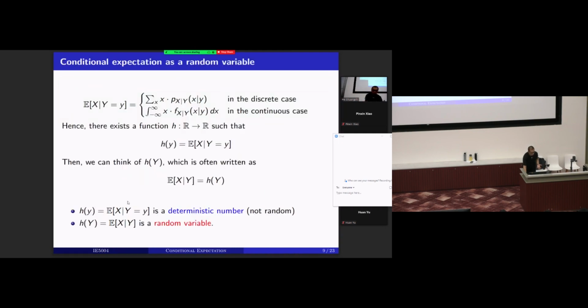What is this random variable? This random variable is just h of y. This y is a random variable. A function of a random variable is again a random variable, right? And how to define this function h? This h is defined in this way.